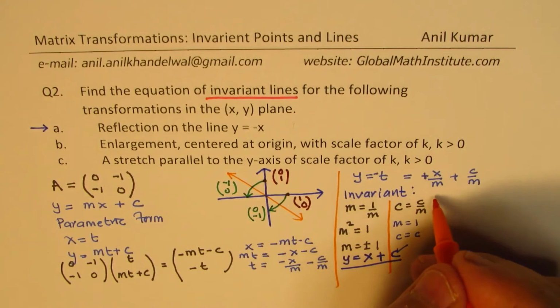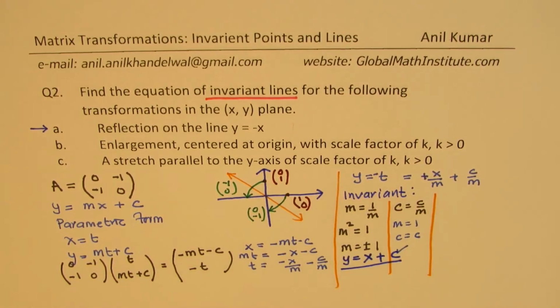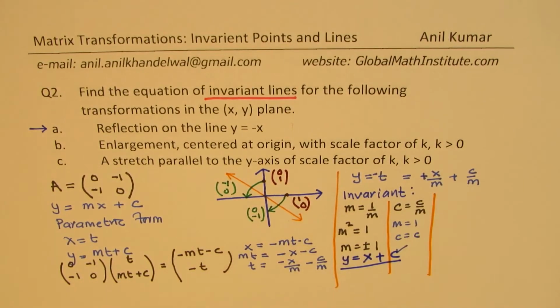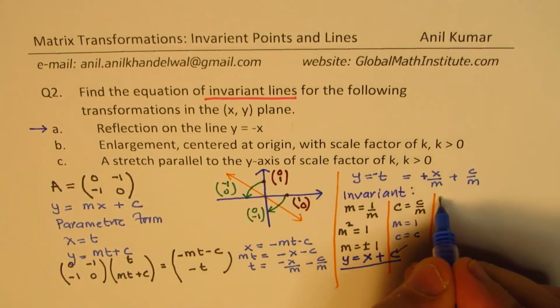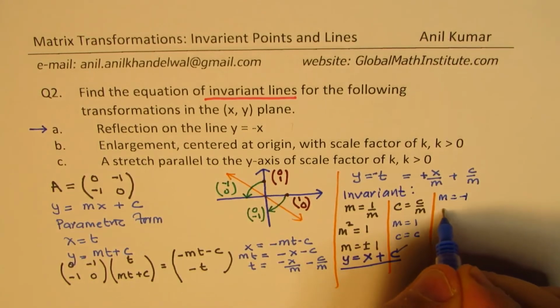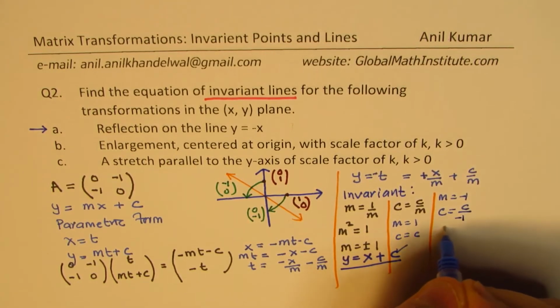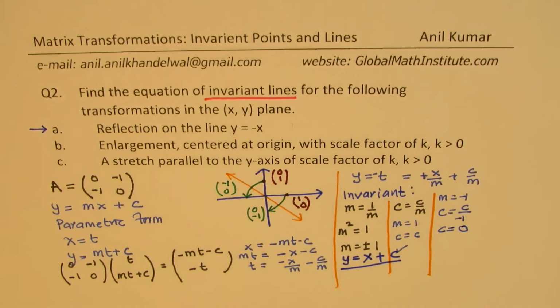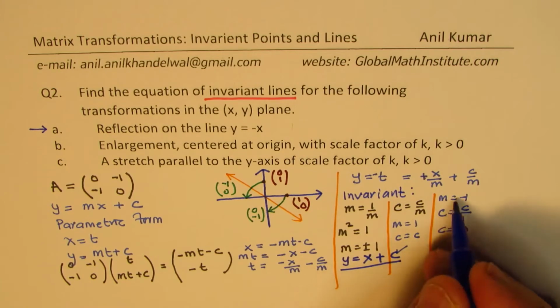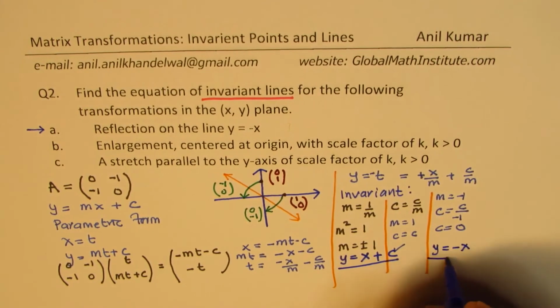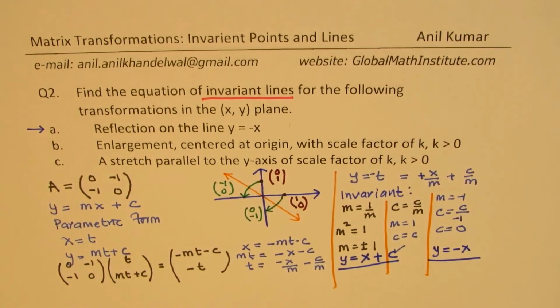Now, let us consider the case when m is equal to minus 1. So if m is equal to minus 1, in that case c equals c over minus 1, and that is possible only for c equals 0. And therefore, the other line which is correct is where m equals minus 1, which is y equals minus x. And therefore, we have these two invariant lines for the first case.